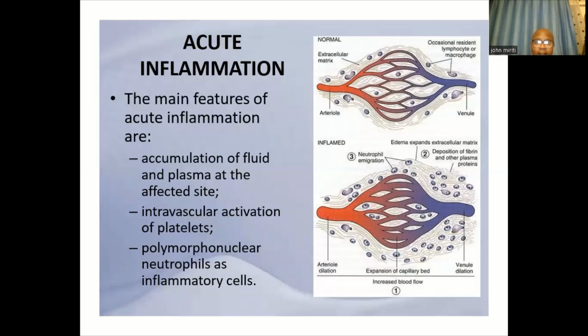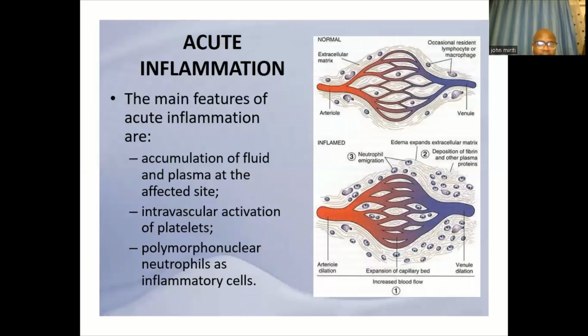There is accumulation of fluid and plasma at the affected area, and this results in swelling and edema because the fluid accumulates in the interstitial spaces. Then there is intravascular activation of the platelet cells by what we call platelet activating factor, so that there is clotting to prevent bleeding.